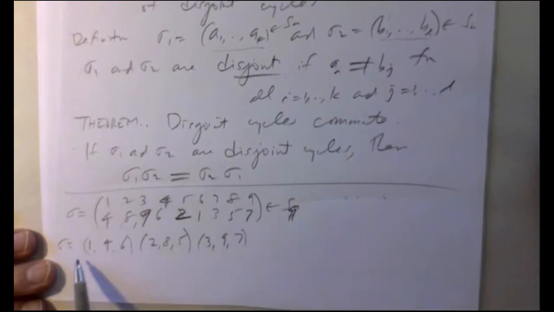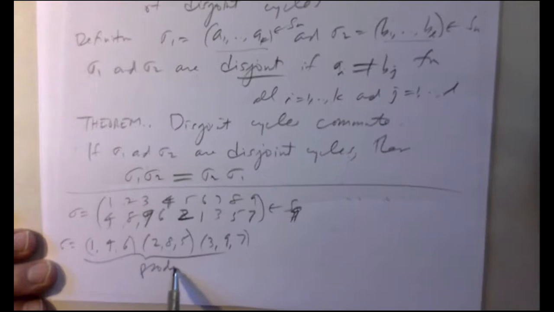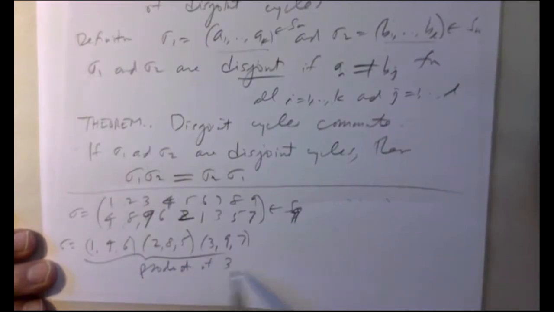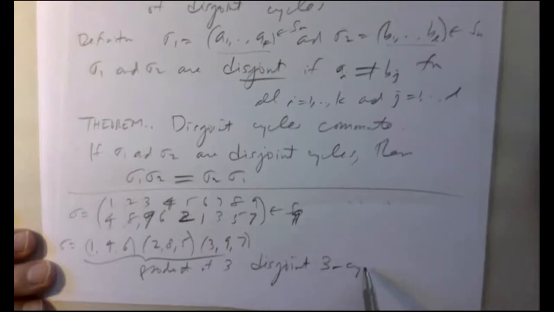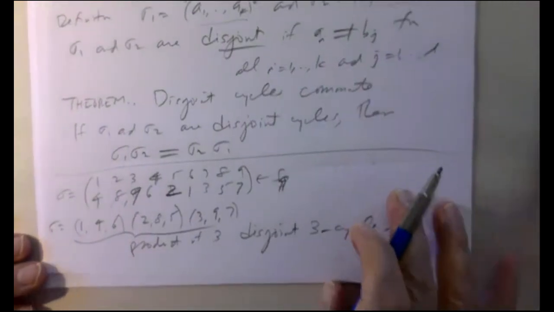So sigma is a product of 3 disjoint 3 cycles.